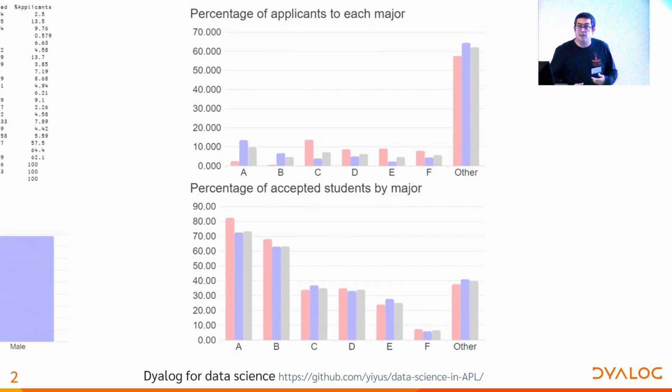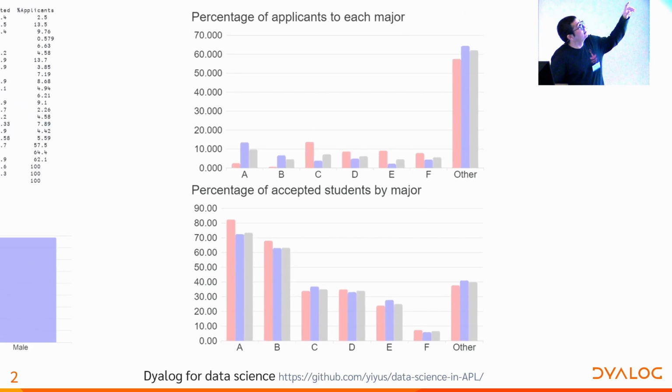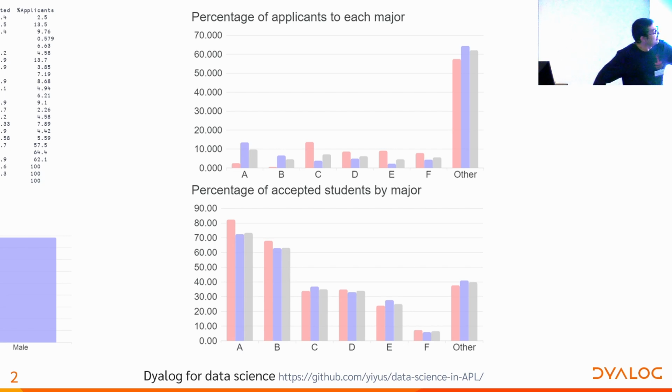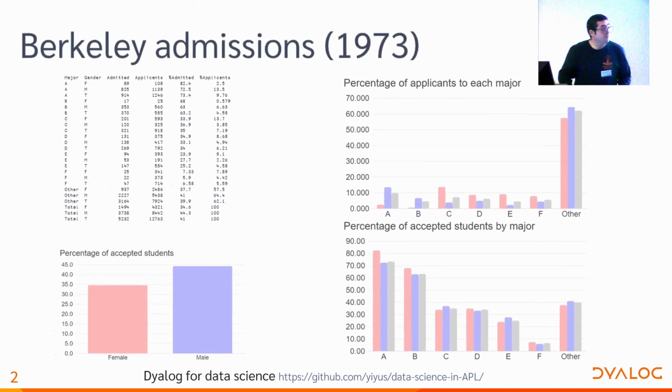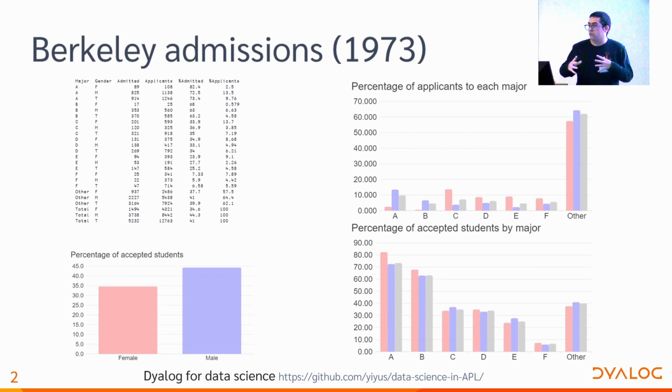And to understand it better, we can look at the percentage of applicants to each major. And then we see that what happens is that relatively many male students are applying for majors A and B, where the admission rates are quite high. And female students, for some reason, prefer majors C, D, E, and F, where admission rates are quite low. Okay, there are many interpretations about this, but we had a lot of data. We extracted some information from there, so we did some data science.